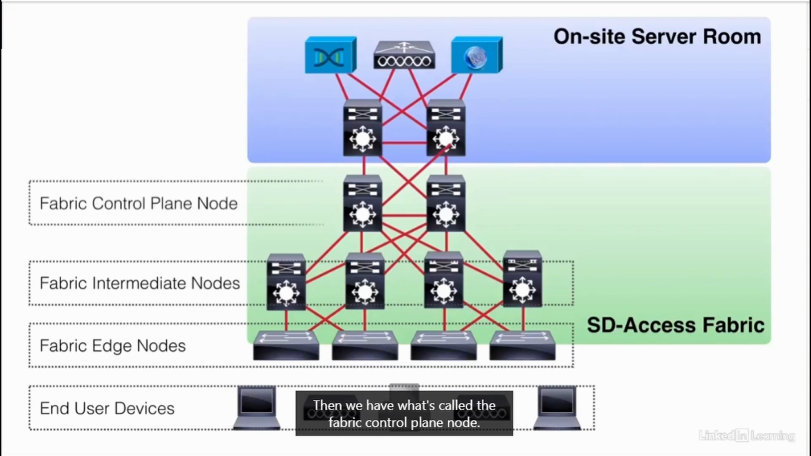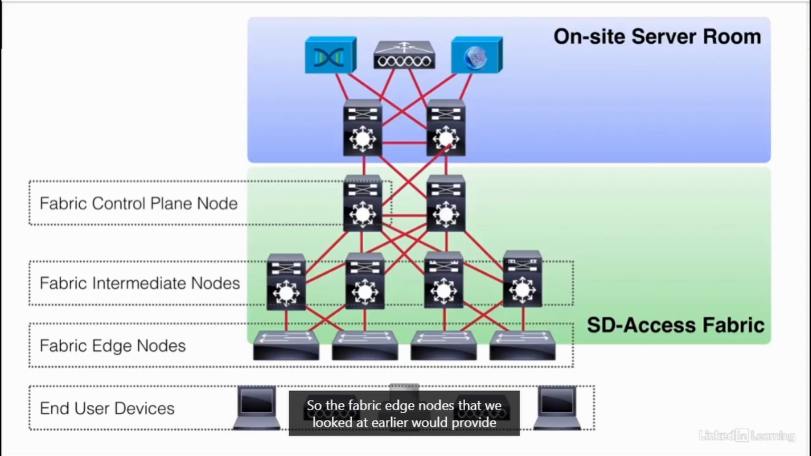Then we have what's called the Fabric Control Plane node. Remember from our previous video that the control plane uses LISP encapsulation for node mapping. LISP contains two namespaces for each node, an endpoint identifier or EID, and a routing locator or RLOC. This particular node would essentially be a LISP server, and it would contain a database that would be used to resolve these EIDs to RLOCs in order to map the nodes within the network.